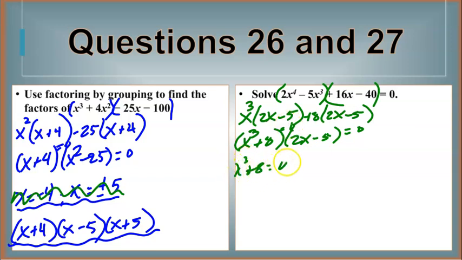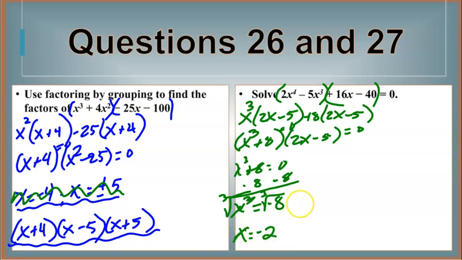If I make each of them equal to 0, I would have x cubed plus 8 equals 0. Subtract 8 on both sides. I would have x cubed equals negative 8. To undo a cube, I find the cube root of both sides. And because I can find the cube root of negative 8, x would actually equal negative 2.